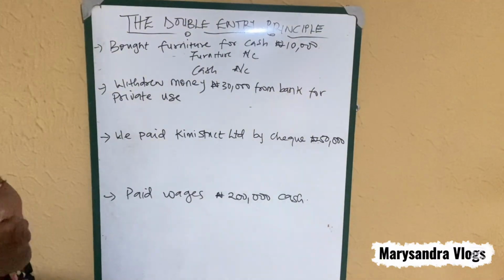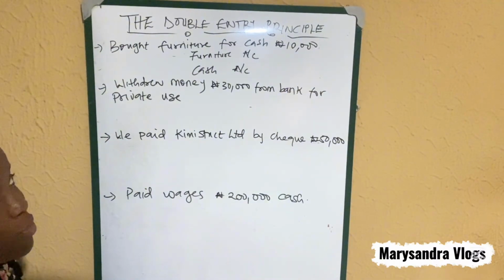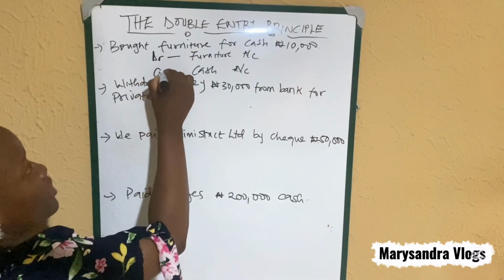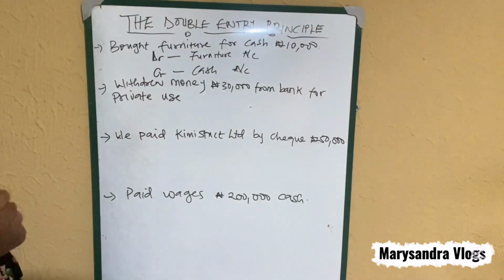So when you go to the market and purchase furniture, you paid using cash. Cash is going out, but you are receiving furniture. So you debit furniture account, you credit cash account.